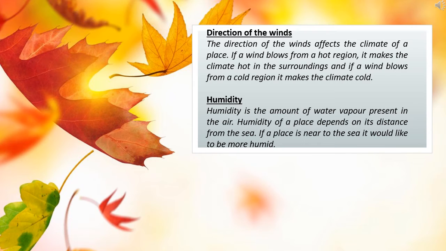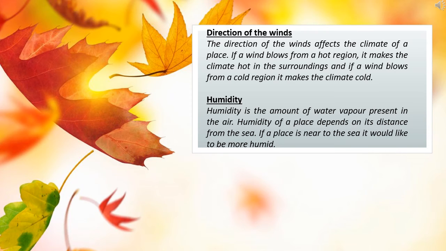Direction of the winds. The direction of the winds affects the climate of a place. If a wind blows from a hot region, it makes the climate hot in the surroundings, and if a wind blows from a cold region, it makes the climate cold. For example, the hot wind that blows from the Thar Desert makes the climate of Delhi very hot during summer. Similarly, the cold wind that blows from Shimla makes the climate of Delhi very cold during winter.